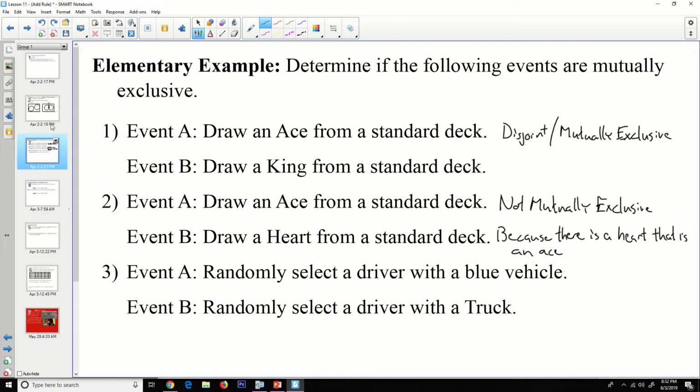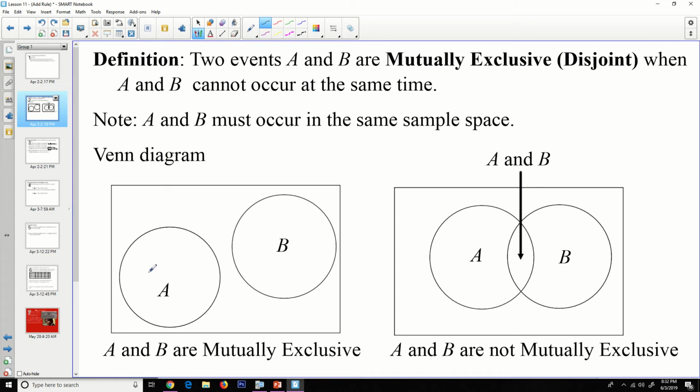And so if I'm looking at this one, here is draw an ace. Here is draw a king. There's no overlap between those two. But if I say draw an ace and a heart, in this one is the ace of hearts. And so that's where we get that overlap.